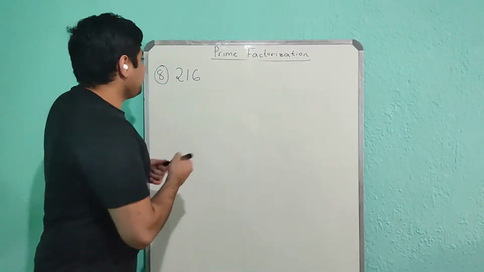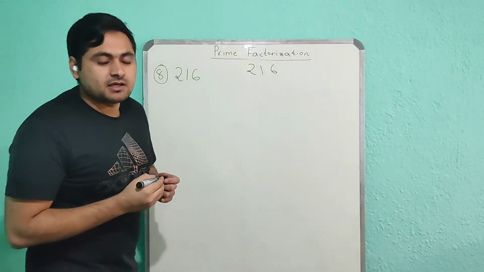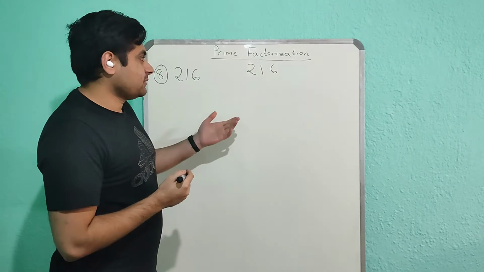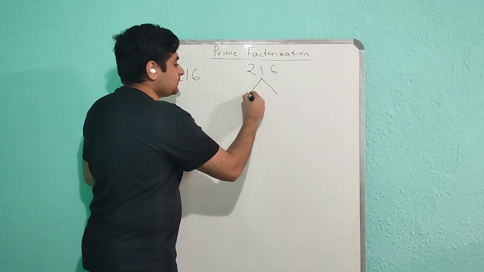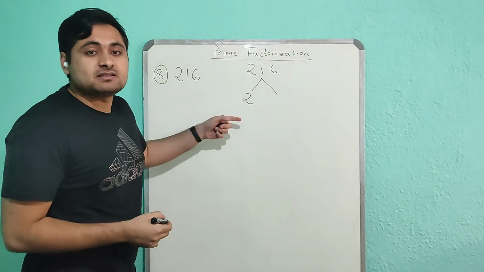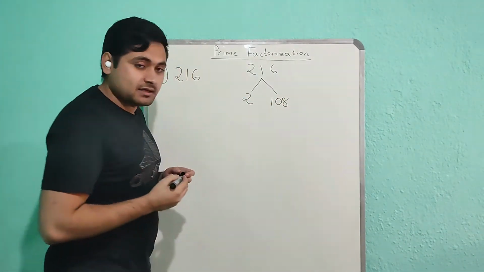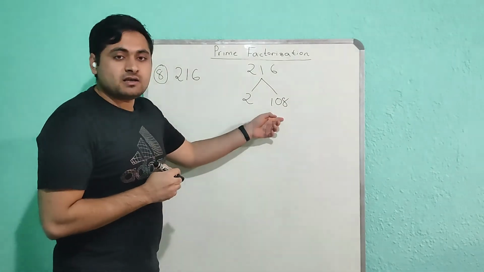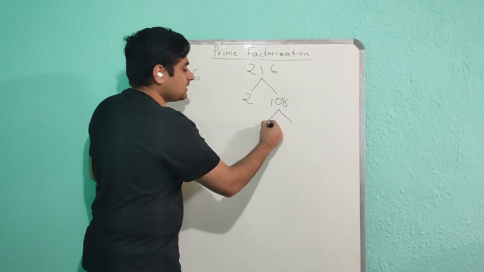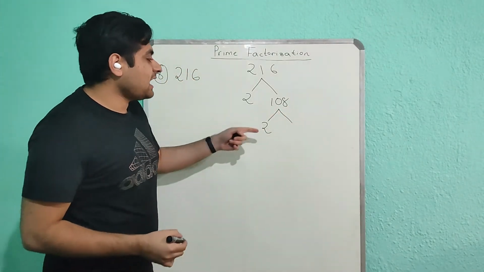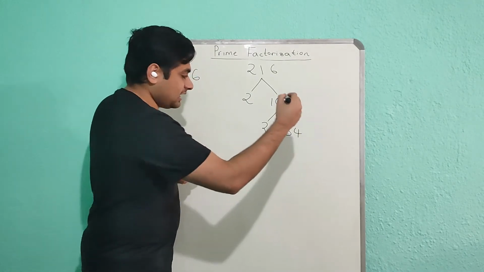So what are the prime factors of 216? As you can see, 216 is an even number, right? So what is the smallest divisor of an even number? That's a 2. So if we divide 216 by 2, we get our answer as 108, right? So now again, 108 is an even number, right? The smallest divisor of an even number is a 2. So if you divide 108 by 2, you get your answer as 54, right?